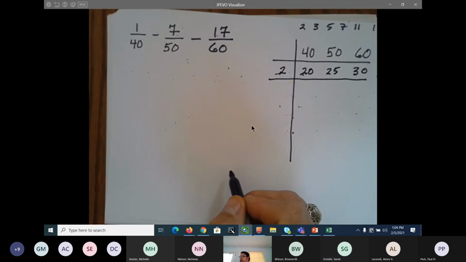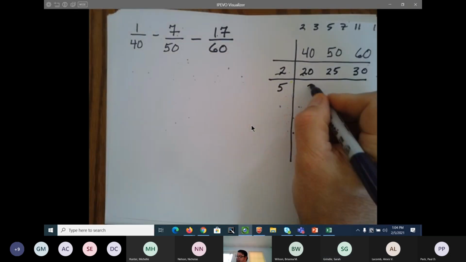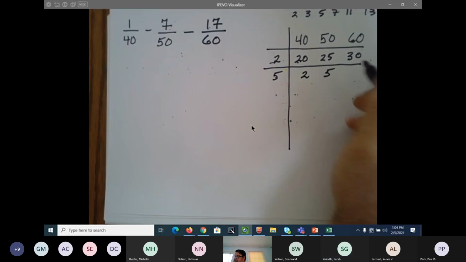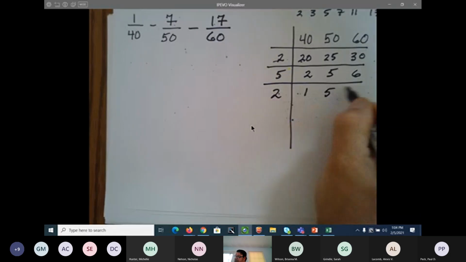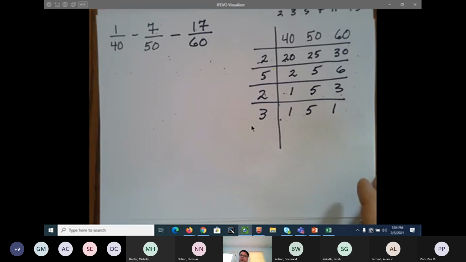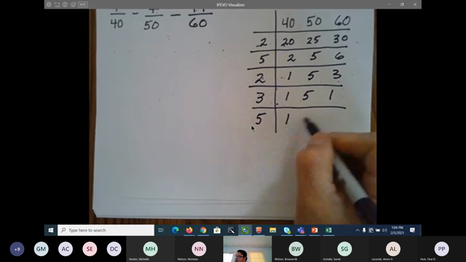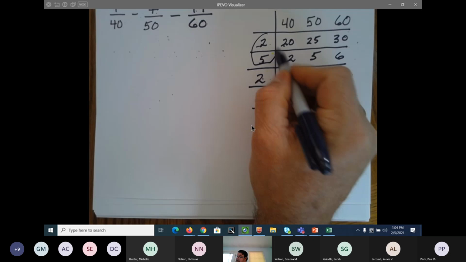And I'm going to automatically go to 5. 5 will go into 20 2 times. 5 will go into 25 5 times. 5 will go into 30 6 times. 2, 1, 5, 3. 3, 1, 5, 1. And 5, 1, 1, 1. And there's a 10. And there's a 10.